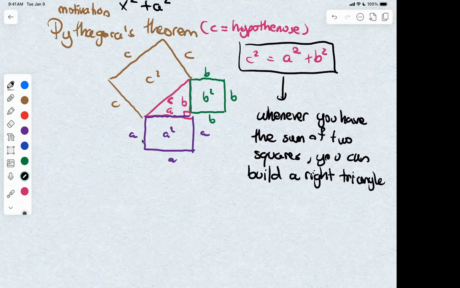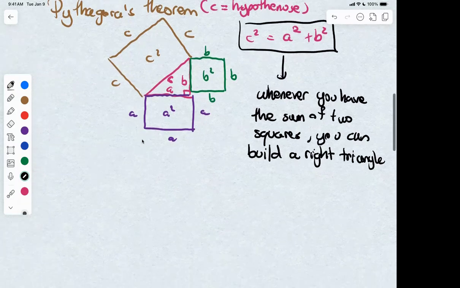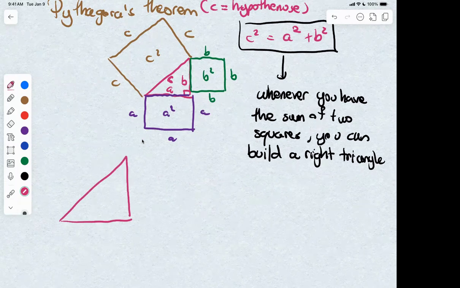So that's the most important thing about Pythagoras theorem: right triangles are related to sums of squares in some way. And the other thing that's important is that you can define the trigonometric functions in terms of right triangles, right? I'll just put the three basic ones because that's all that we will need.